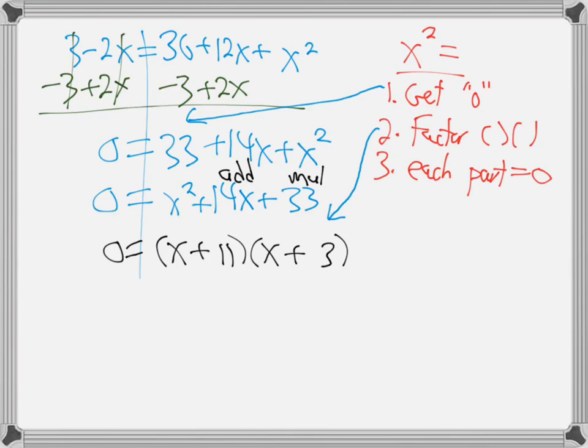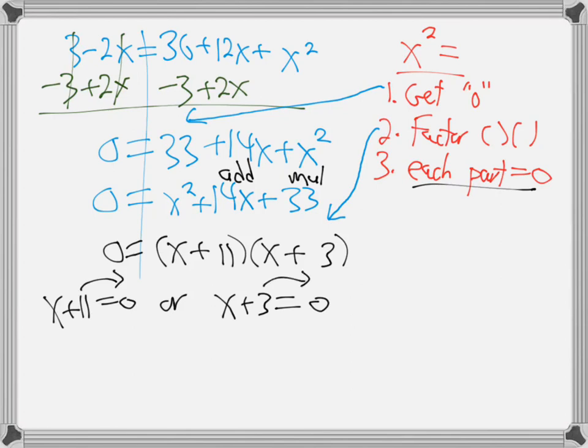All right. And then step 3, each part. Remember, if 2 things multiply to be 0, either one could be 0. If the first one is 0, 0 times anything is 0. Or if the second one is 0, anything times 0 would be 0. So the first one could be 0, or the second one could be 0. Jump it over: negative 11, negative 3.